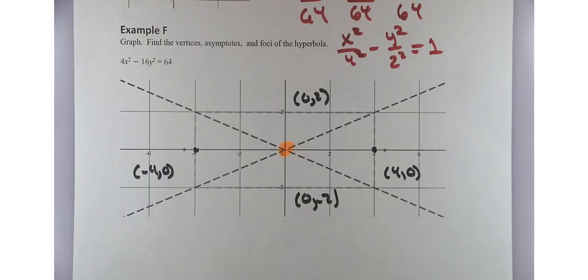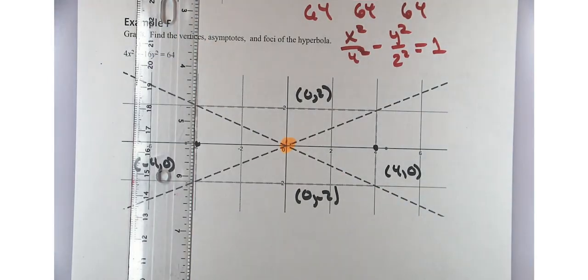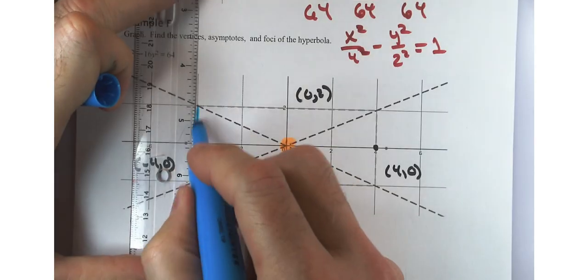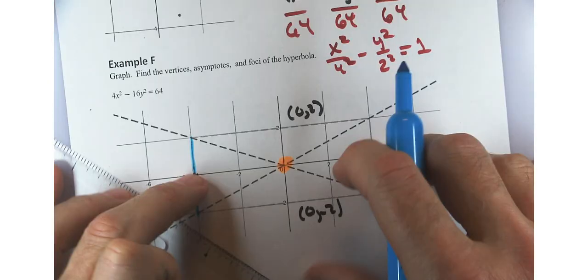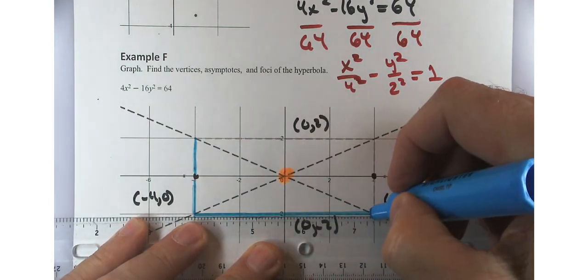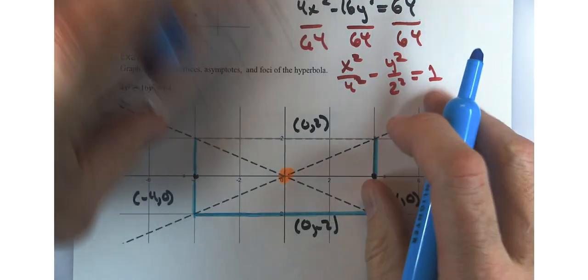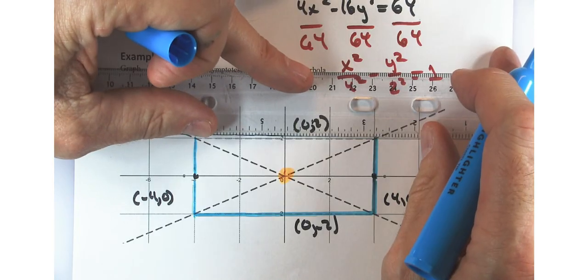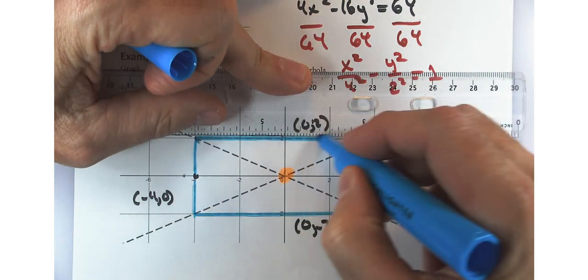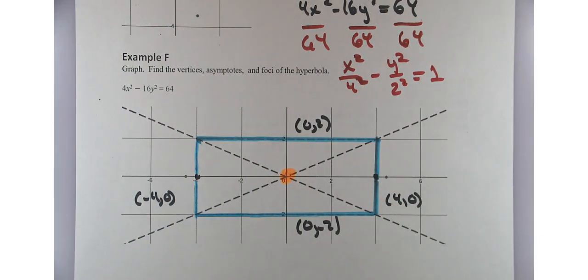And now you're going to do something that might seem kind of strange, and that is you're going to play connect the dots in this fashion. We're going to draw a rectangle through these points. Now this rectangle is just for your convenience in graphing the hyperbola. After you draw the rectangle, you're going to do some more work.